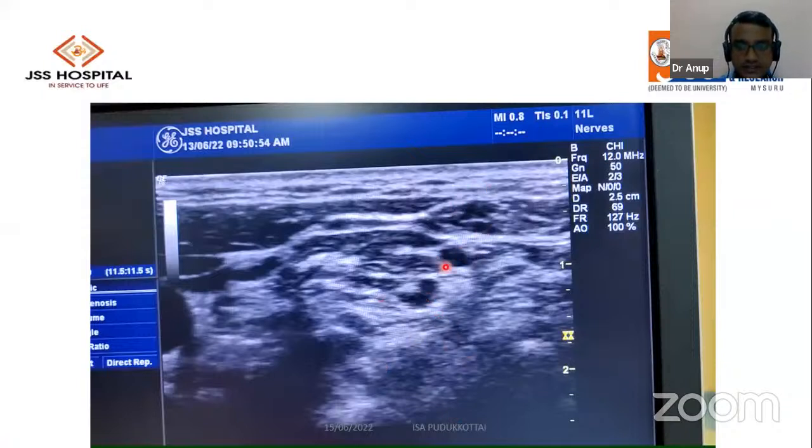This here is the C5 root and this is the C6 root. The C6 root usually has two divisions, which we invariably get confused, thinking that this might be C6 and this might be C7. That is one wrong thing that we always think about. But C6 can have two divisions. C7 is somewhere still down.